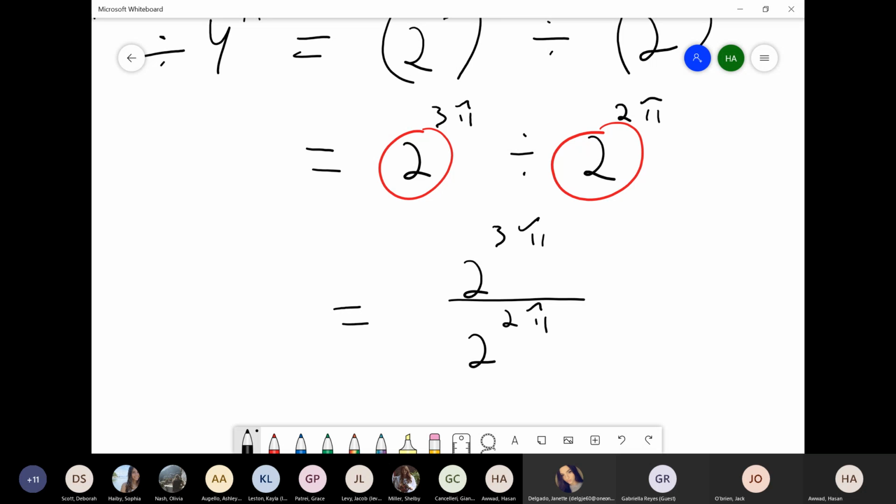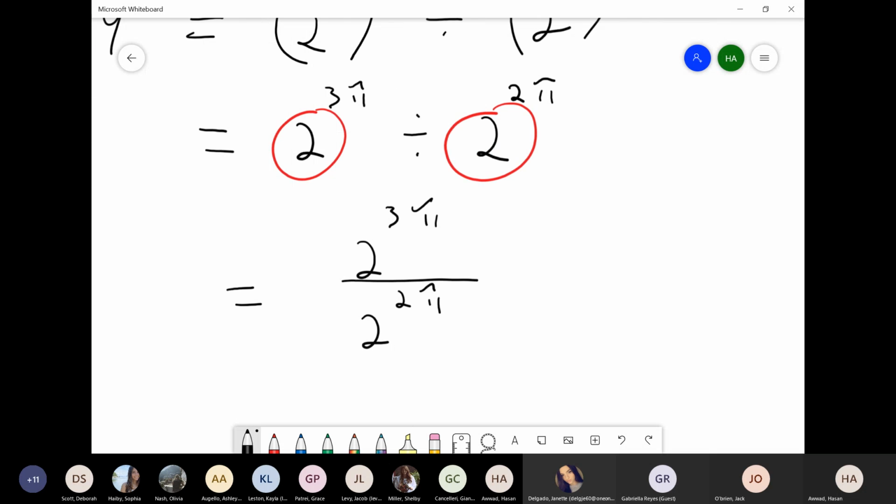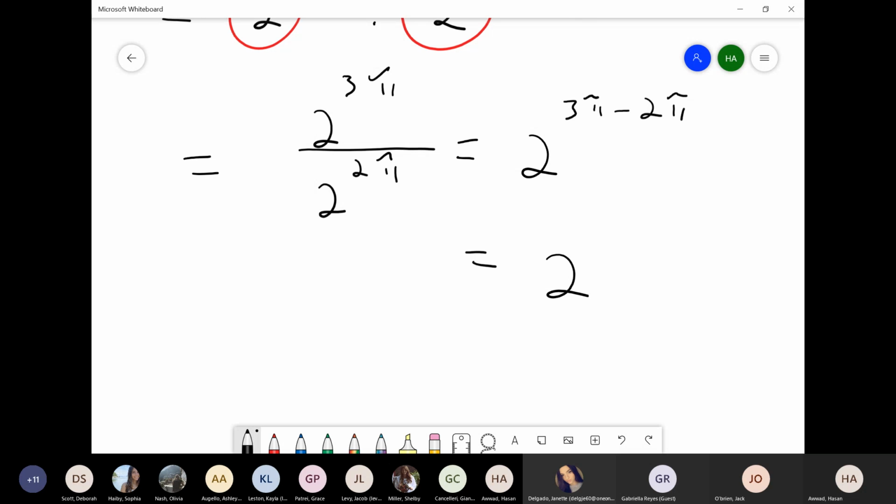And now what is one of our exponent rules? Well, we just talked about it a little bit in the question, but what we're going to do is keep our base the same and subtract the exponents, right? So 3 pi minus 2 pi. And for your final answer here, you keep your base the same, it's still 2.